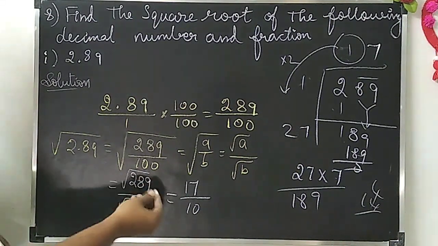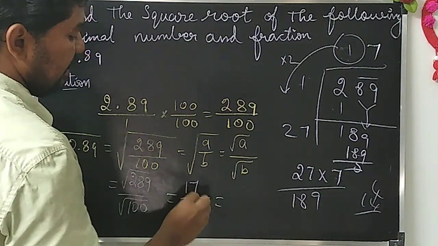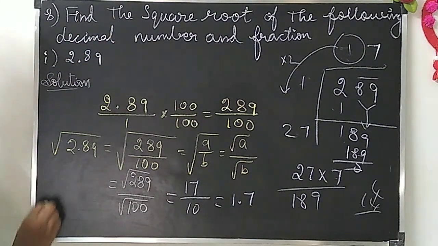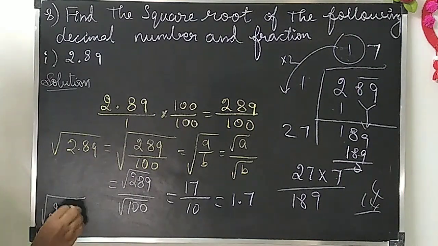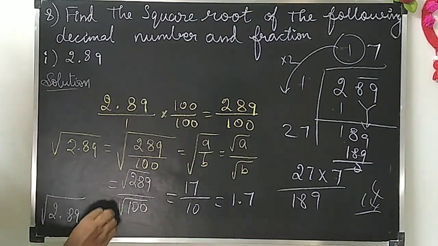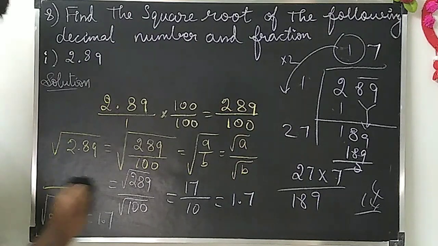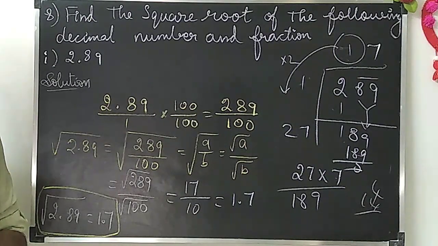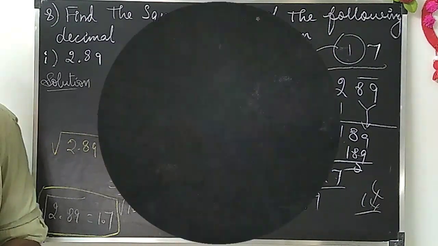Next you simplify the sum. 17 divided by 10, you get 1.7. So square root of 2.89 is equal to 1.7. Okay students, do you understand the sums? The next is the homework session. I will write the questions for your homework. Just try to finish your homework.